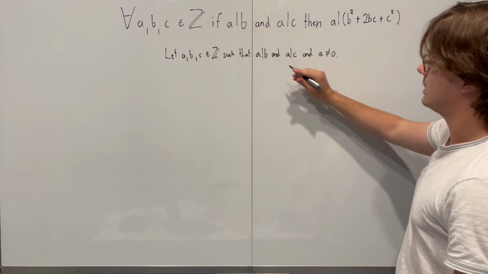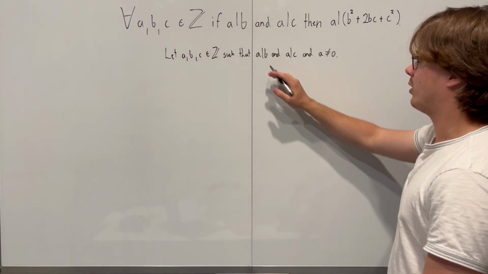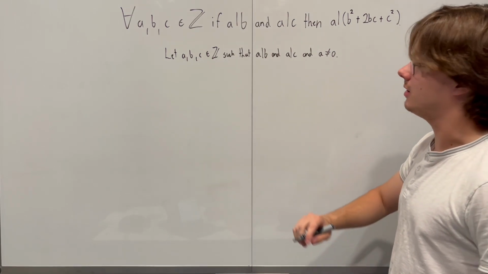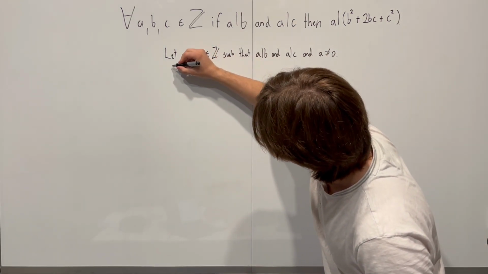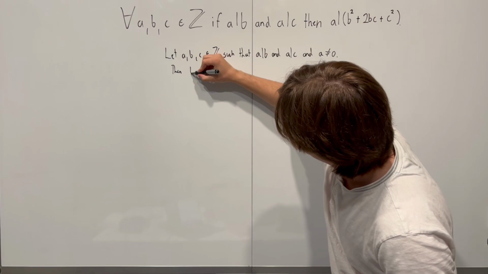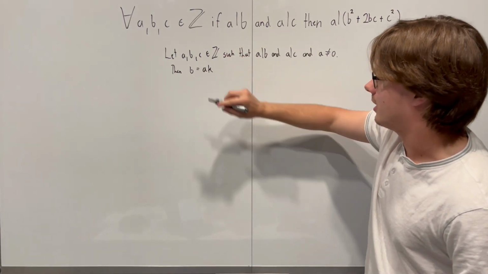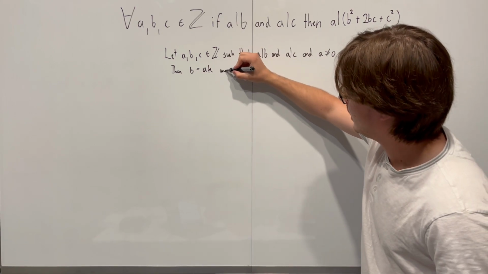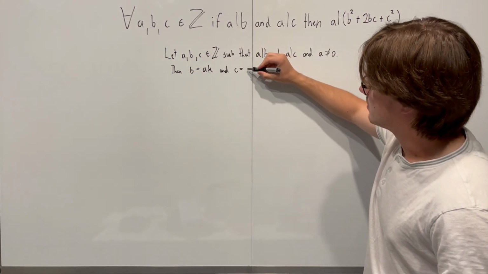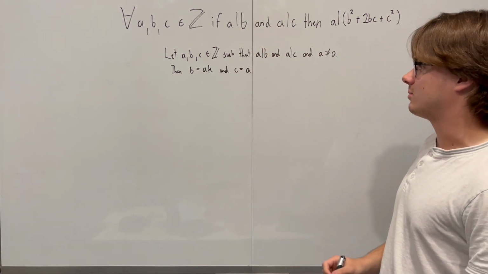Next, we probably want to expand our definitions of what we mean by a divides b and a divides c. What it means for a to divide b is that b can be written as a multiple of a, or b can be written as a multiplied by some integer. And c is a multiple of a, so c can be written as a multiplied by some integer.